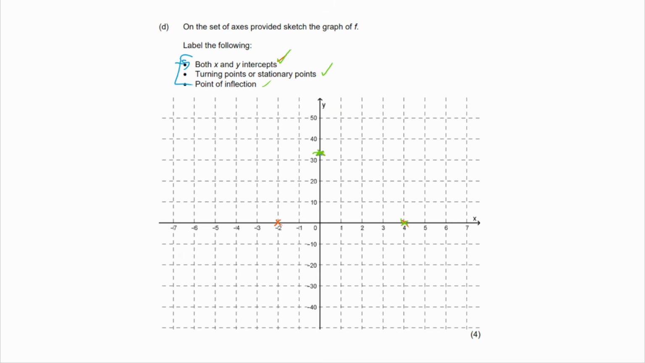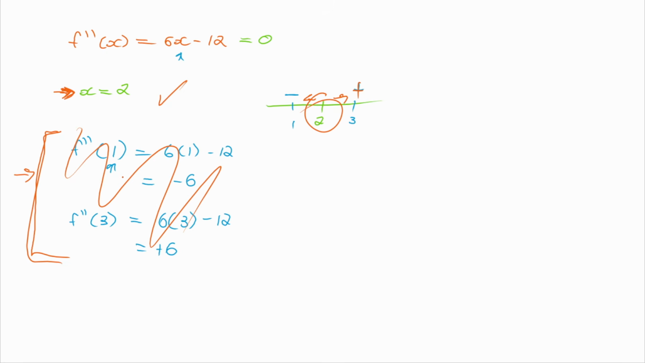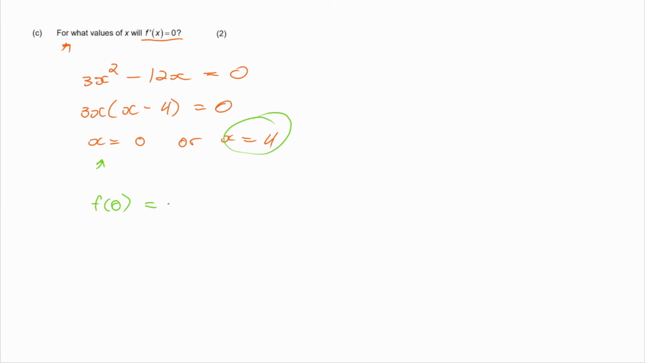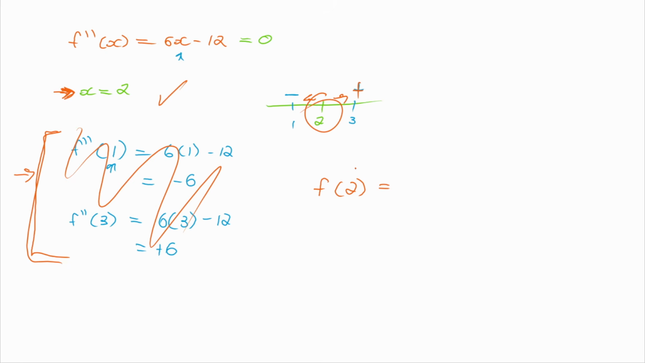All right. So anyways, we've determined now that this is a point of inflection. What we have to do now is determine the coordinates of this point of inflection. So we substitute 2 into our function f, not f double prime, f. Remember our function f was over here. We're just substituting a 2 over there. I'll write f of x above here. So f of x is equal to x plus 2, x minus 4, x minus 4.